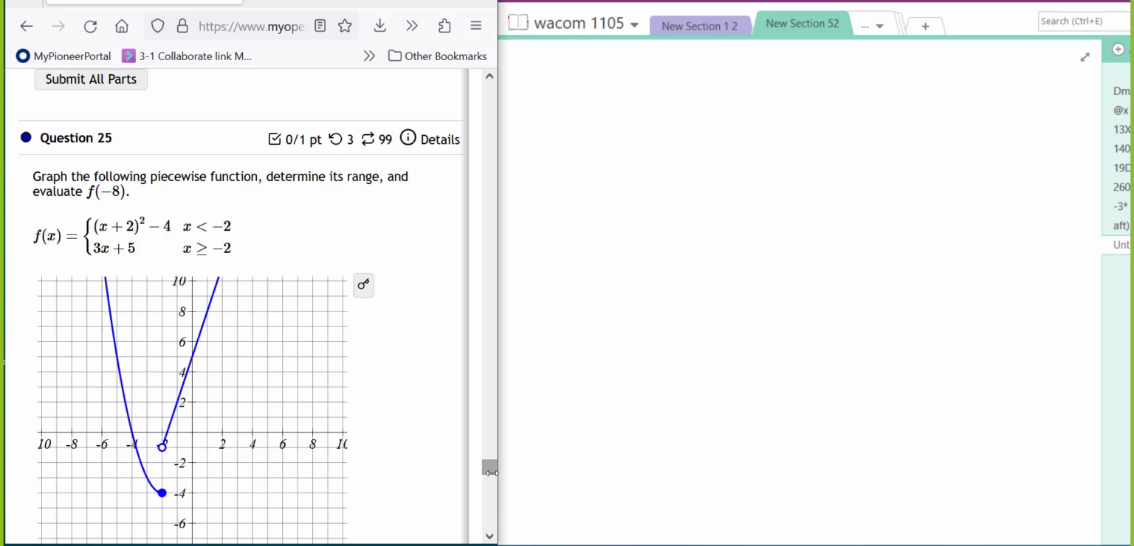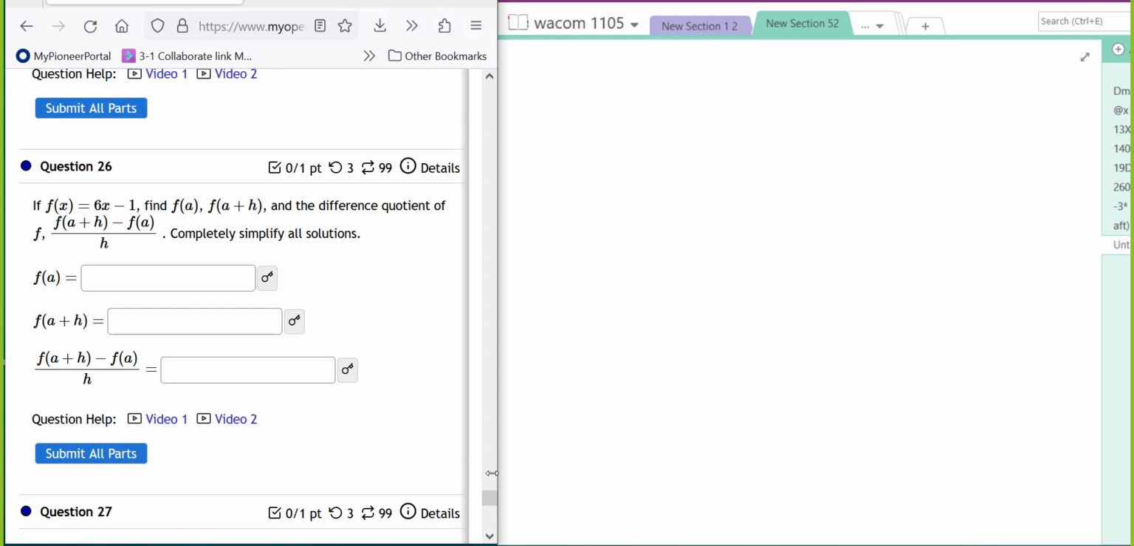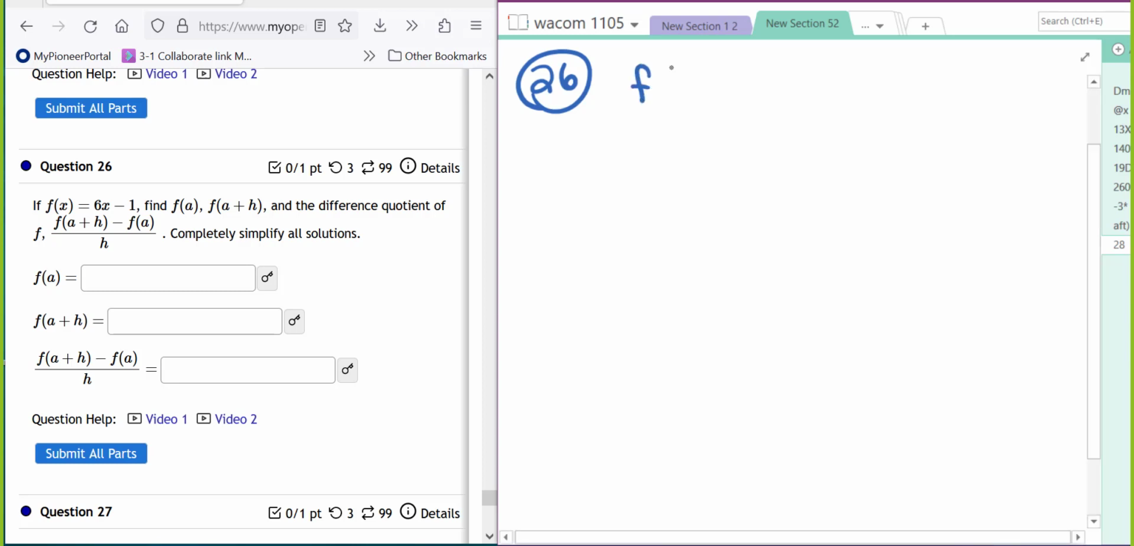So let's look at 26, and these are algebra questions. So totally different from what we've been doing. And what we're finding is called the difference quotient, which is this here. F of a plus h minus f of a over h. And they give us our pieces. So f of x is this.